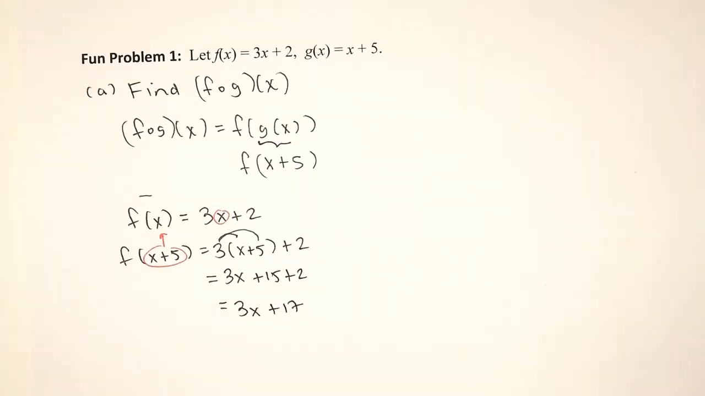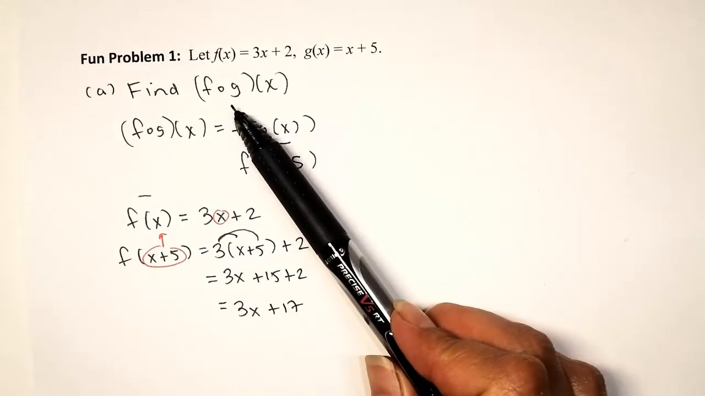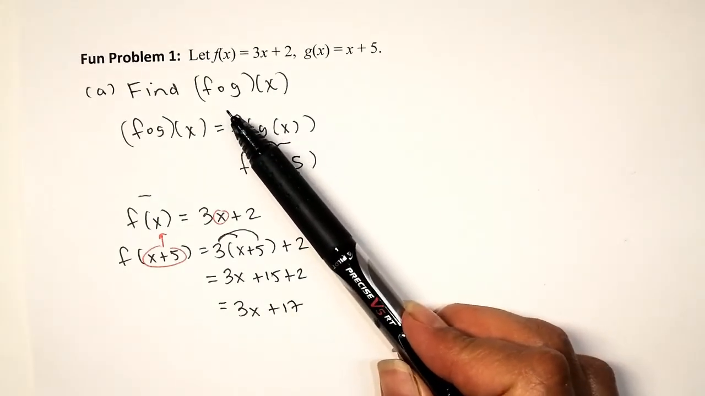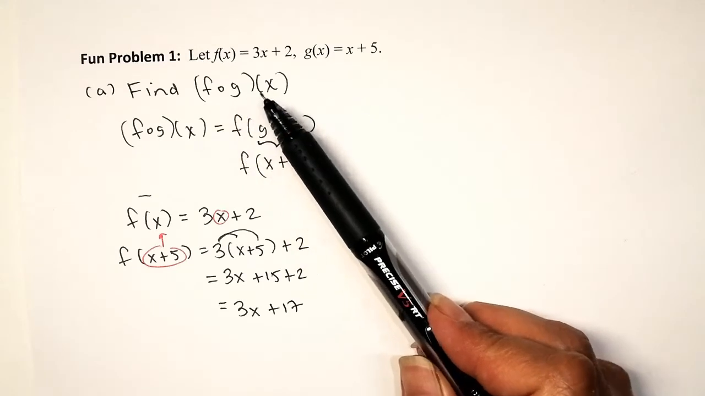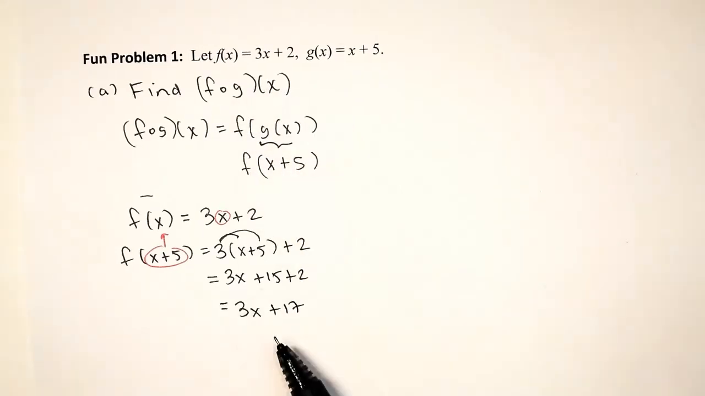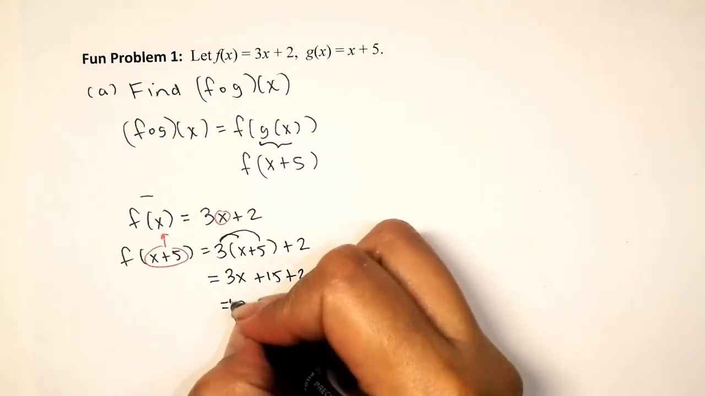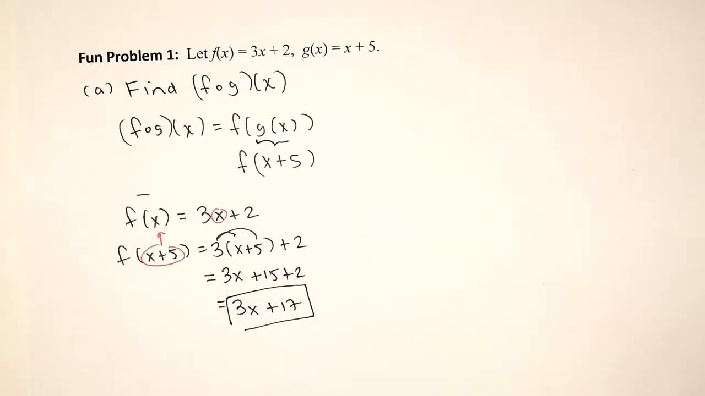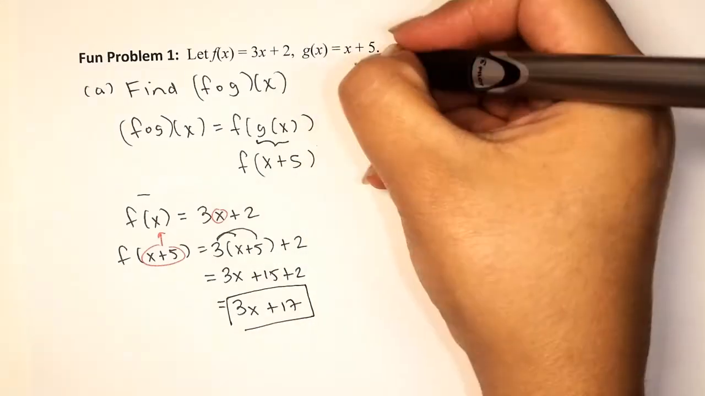Fantastic. So what were we asked to find? We were asked to find this composite function. Oh, I said I wasn't going to say that again. We were asked to find f of g of x, and thanks to our hard work, f of g of x gives us 3x plus 17. Fantastic. So we're going to do one more problem for this set of exercises.